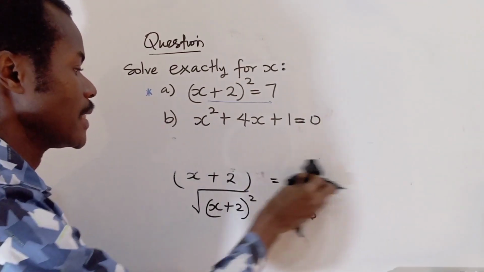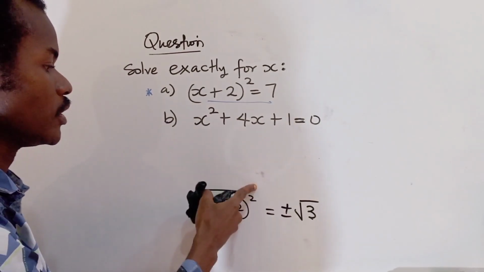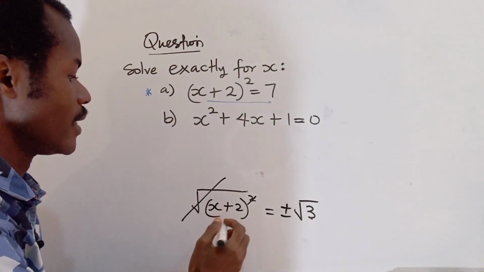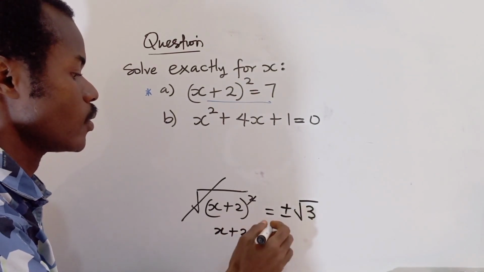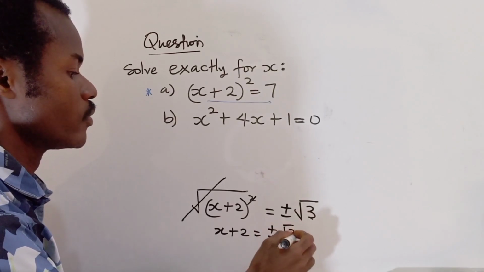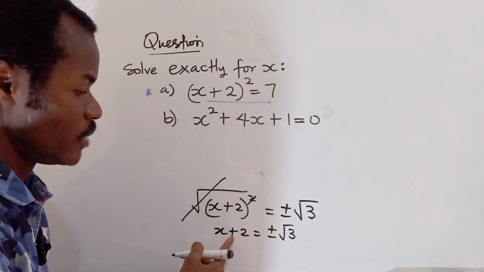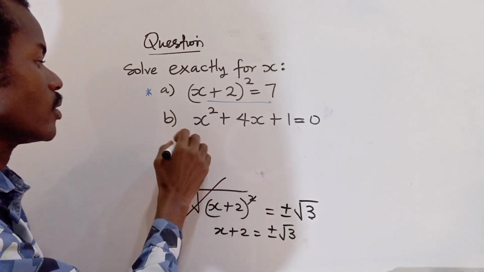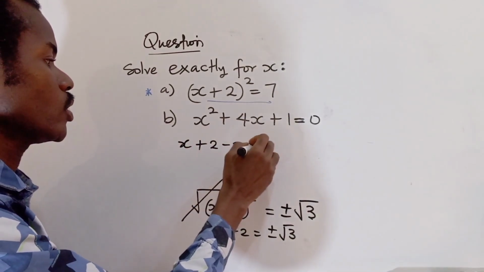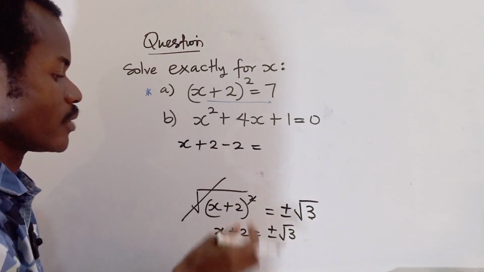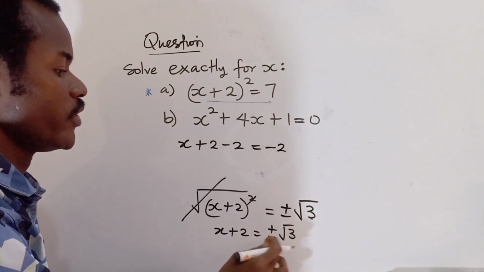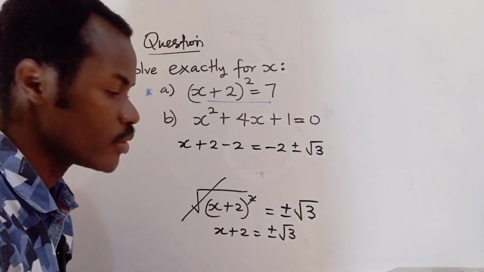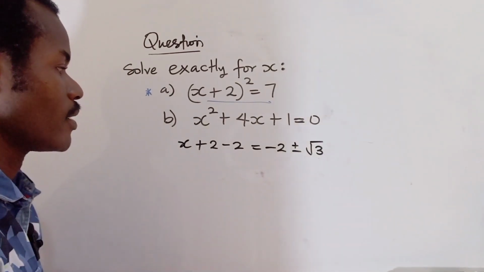So with that, we can now finish the solution. You can see that this will take out this. So we are left with x plus 2 is equals to plus minus square root of 3. Now we are going to make x the subject by removing plus 2 from both sides. So we have x plus 2 minus 2 is equals to, since I've added minus 2 here, I'm also going to add minus 2 here, plus or minus square root of 3. So from this, we can now get our values.